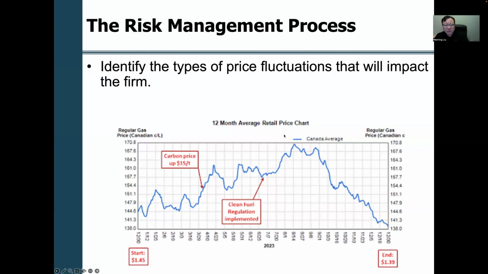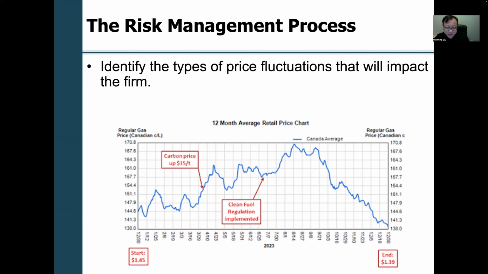So for example, you may want to identify the types of price fluctuations that will impact the firm. Let's say a trucking company. For a trucking company, one of their major costs would be their fuel cost, because a significant amount of their cost is fuel. So therefore, gas price fluctuation would impact the firm.